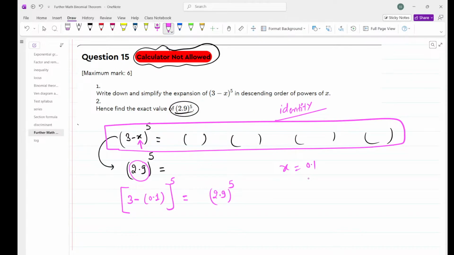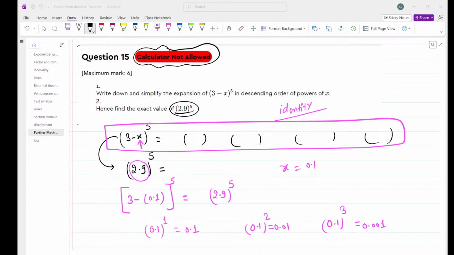And the interesting part is whenever you have to take powers of 0.1, suppose 0.1 raised to power 1, 0.1 raised to power 2, 0.1 raised to power 3, for these you don't need any calculator. This is 0.1, this will be 0.01, this will be 0.001. Are you getting the point? So you can solve it exactly. You can find the value of 2.9 raised to power 5 exactly without even using the calculator. Any doubt? Okay, I get this.